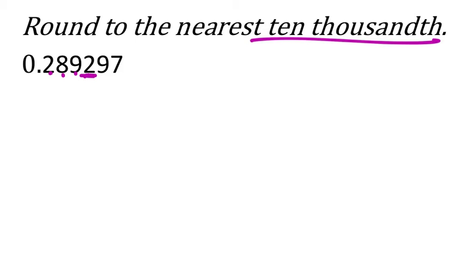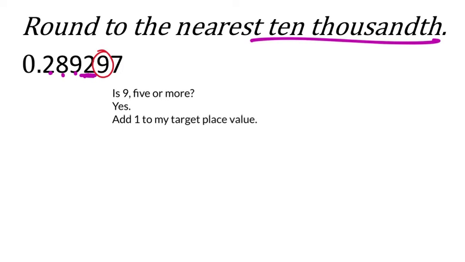Now, like I said, I will circle the number immediately to its right. And this is the number I'm looking at to compare, okay? So I see I circled 9, and then I ask, is 9 5 or more? Now, 9 I know is 5 or more, so the answer to that one is yes. Okay, since that is the case, I add 1 to my target place value, which in this case is the 2. So I take the 2 and I add 1 right there.